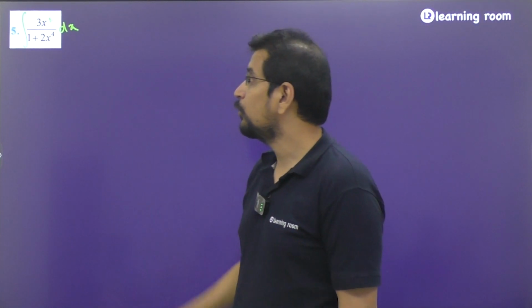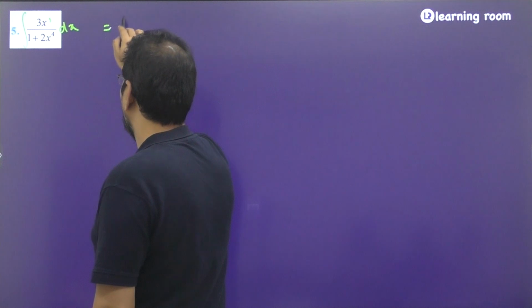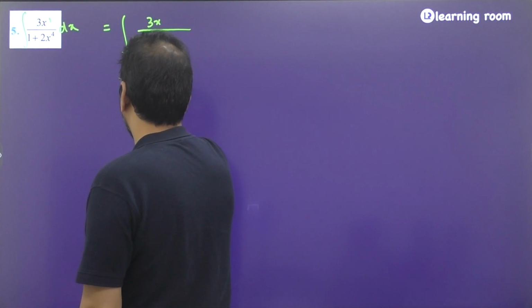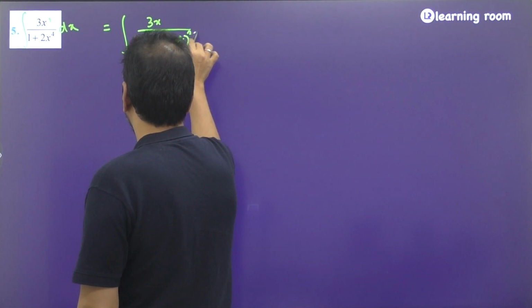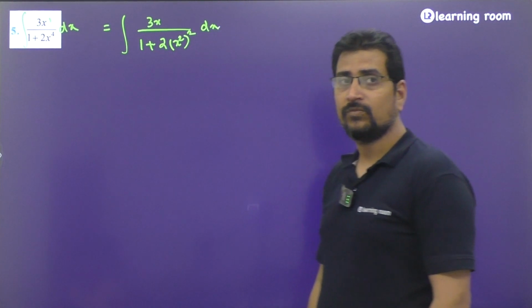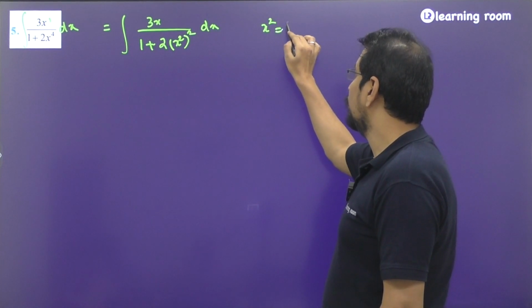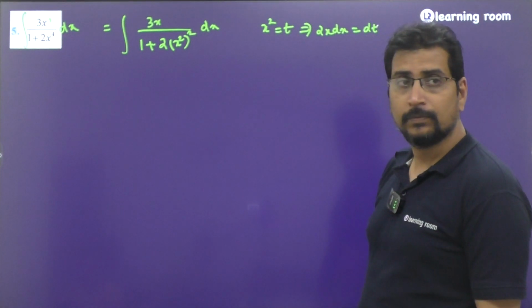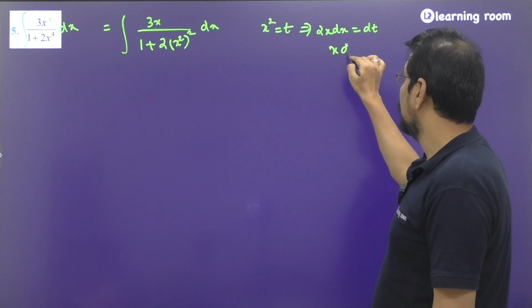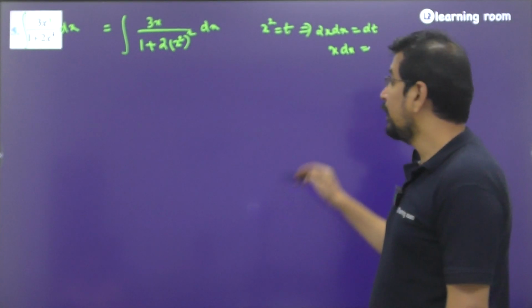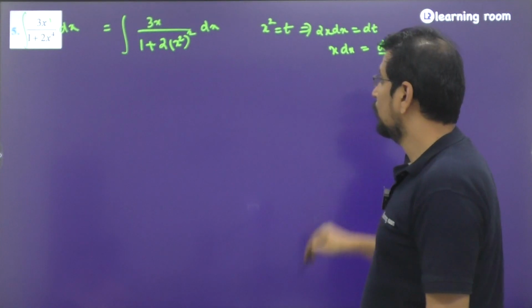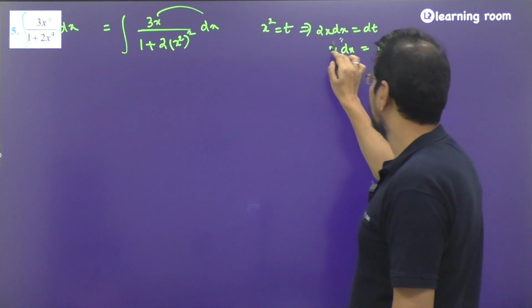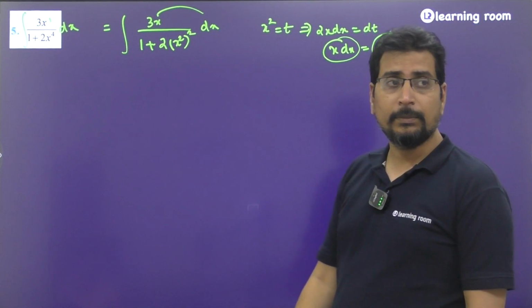x square, right? So what I should do here is split x power 4 and write it as x square the whole square. So this will be the integral of 3x divided by 1 plus 2 times x square the whole square times dx. What should I do? I need to put x square as t, which implies 2x dx is equal to dt, or x dx is equal to dt by 2. So in the place of x dx, I can replace it with dt by 2.